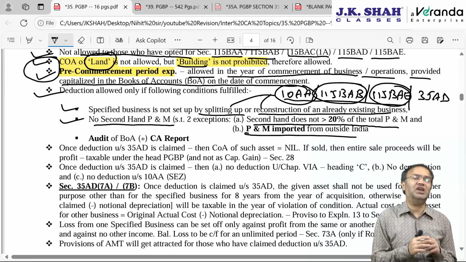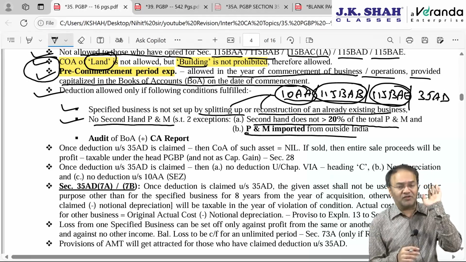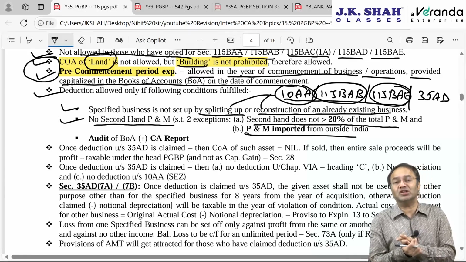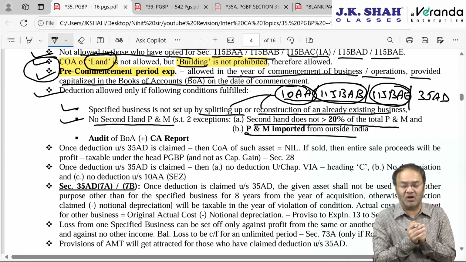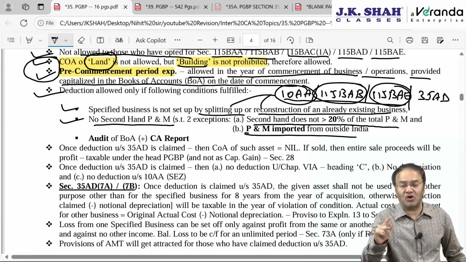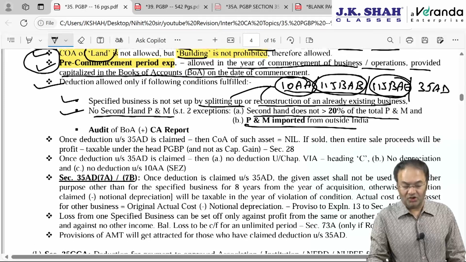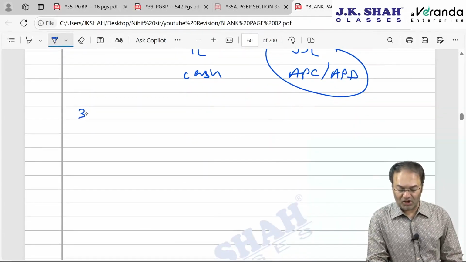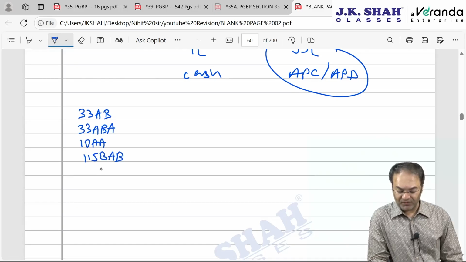Same way for 33ABA and 33AB, that is tea, coffee, rubber development account and site restoration fund account. These 2 places also second hand plant machinery is not allowed from the amount withdrawn from the reserve account. Funds have to be utilized by the end of the year, but second hand plant machinery is also not allowed, no relaxation. So how many places is there a restriction on acquiring second hand plant machinery? Second hand plant machinery not allowed under 33AB, 33ABA, Tea Coffee Rubber Development, Site Restoration Fund Account, 10AA, that is SEZ, 115 BAB, BAE, and even in 35AD.